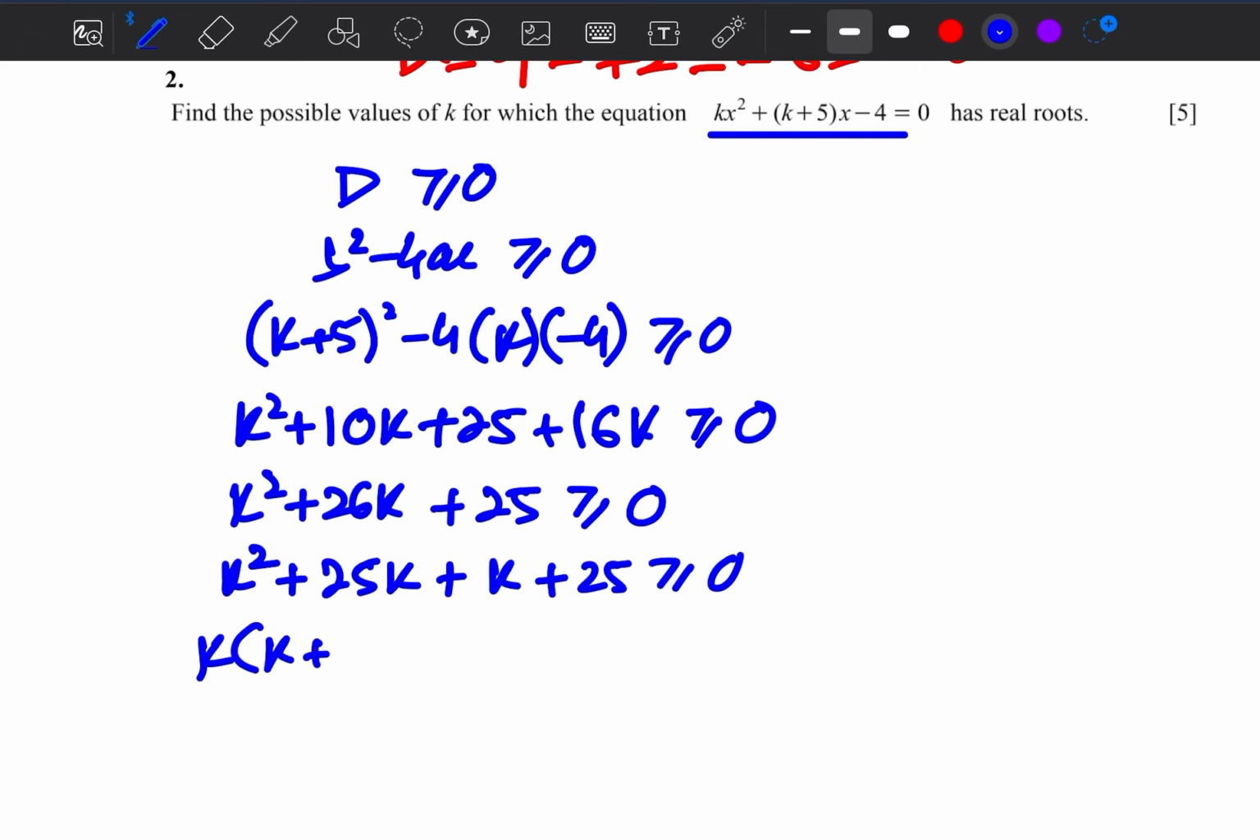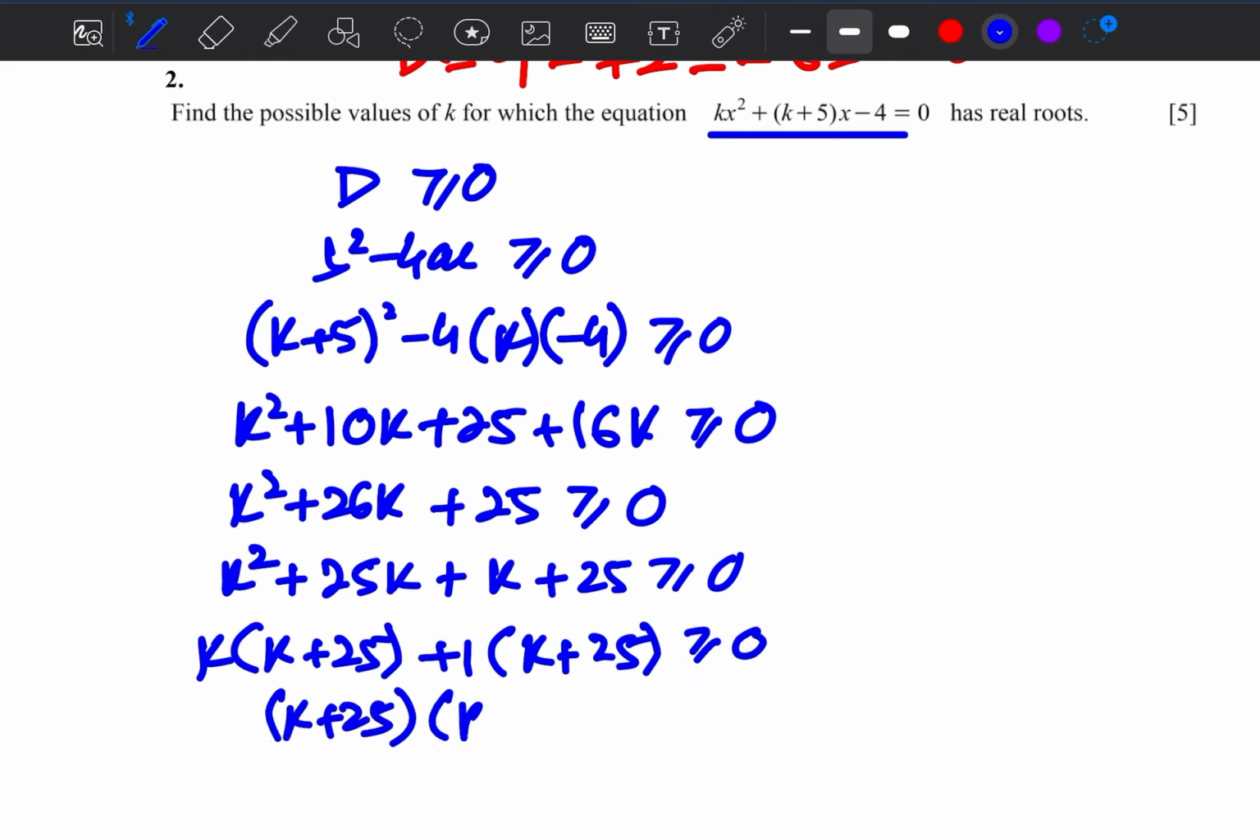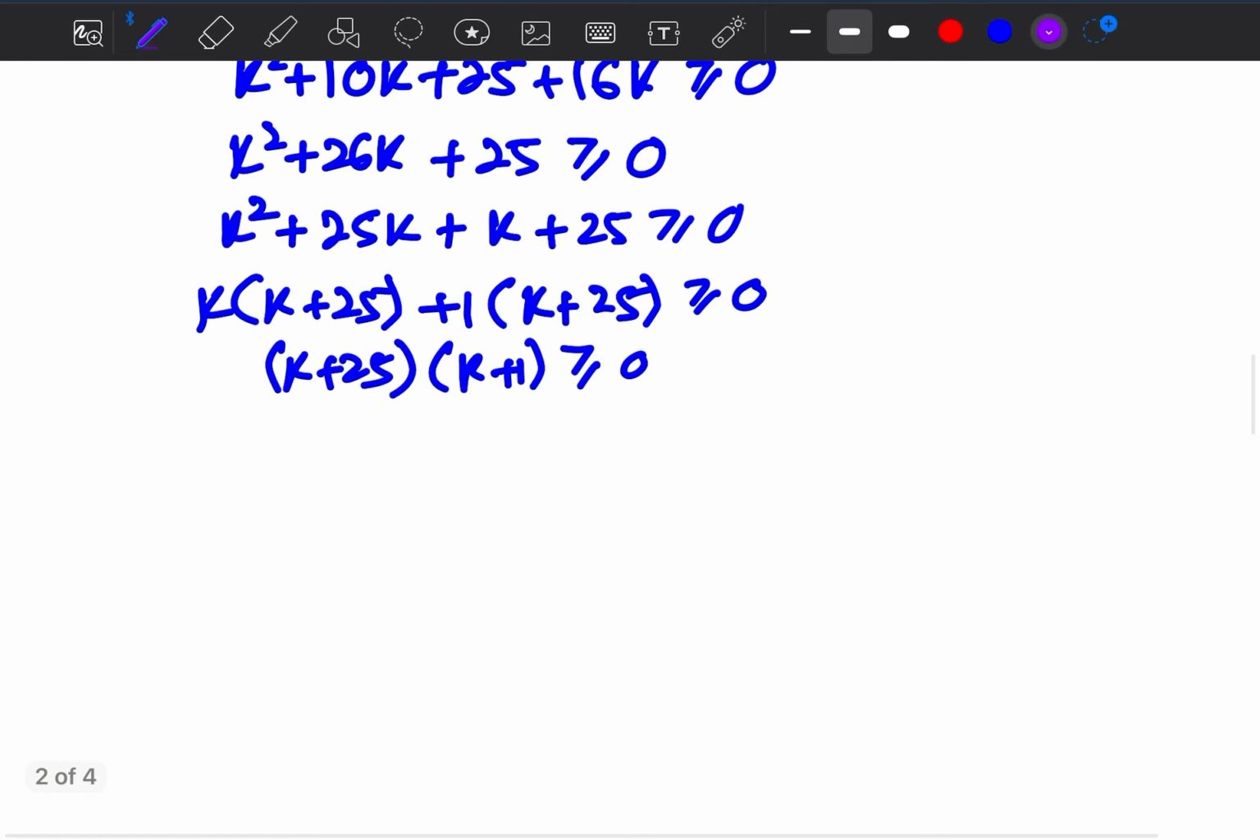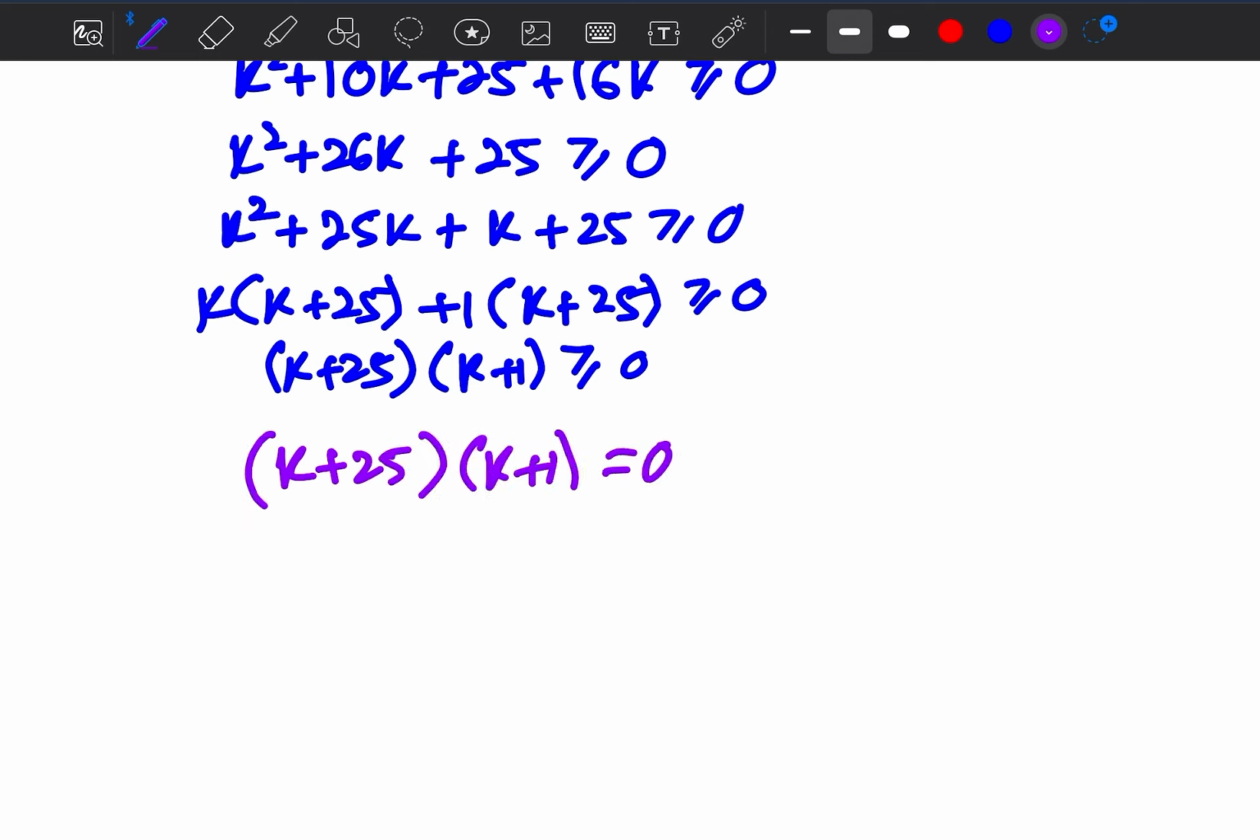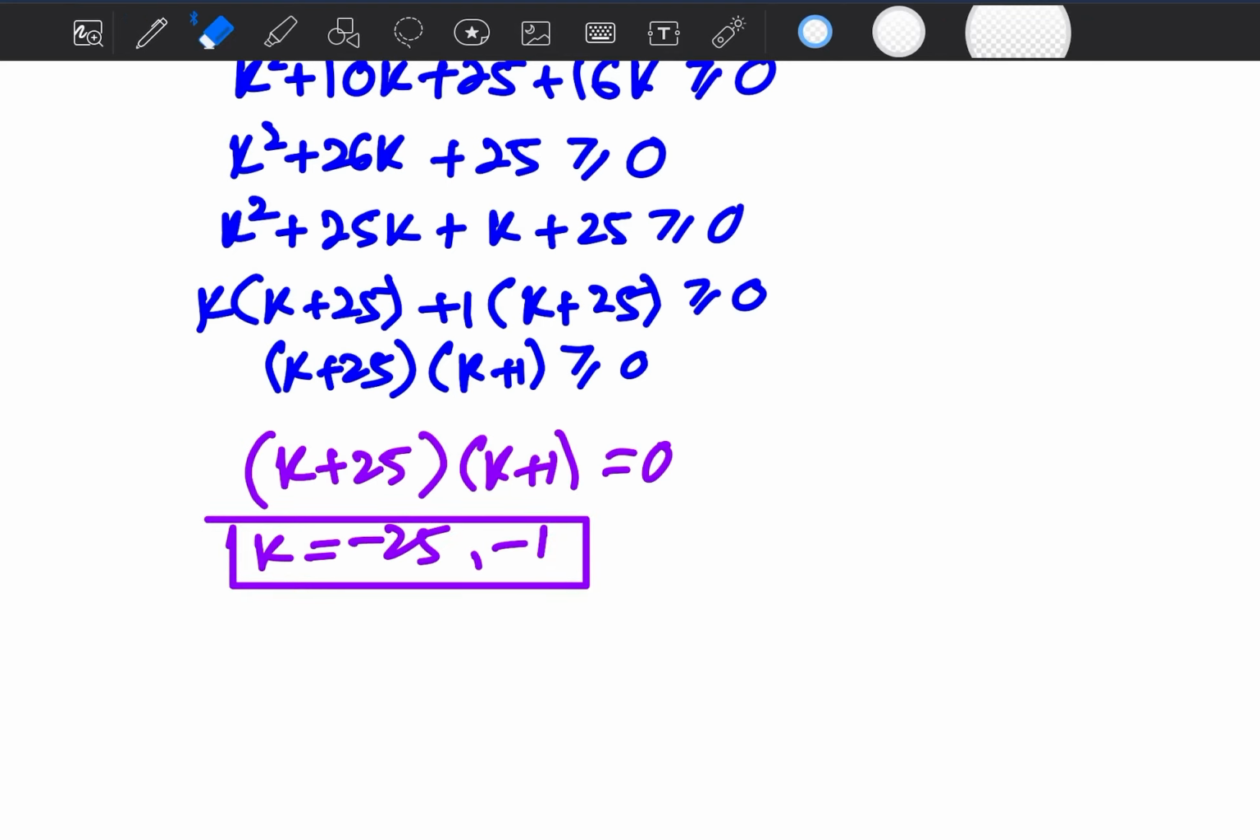I'm going to take common k plus 25, take one common, k plus 25. I'm going to have k plus 25 and k plus 1, two brackets, greater than or equal to 0. For a short time, I'm going to write k plus 25 and k plus 1 equal to 0. I'm going to get the values of k, which are minus 25 and minus 1. I'm going to get two values of k, right?